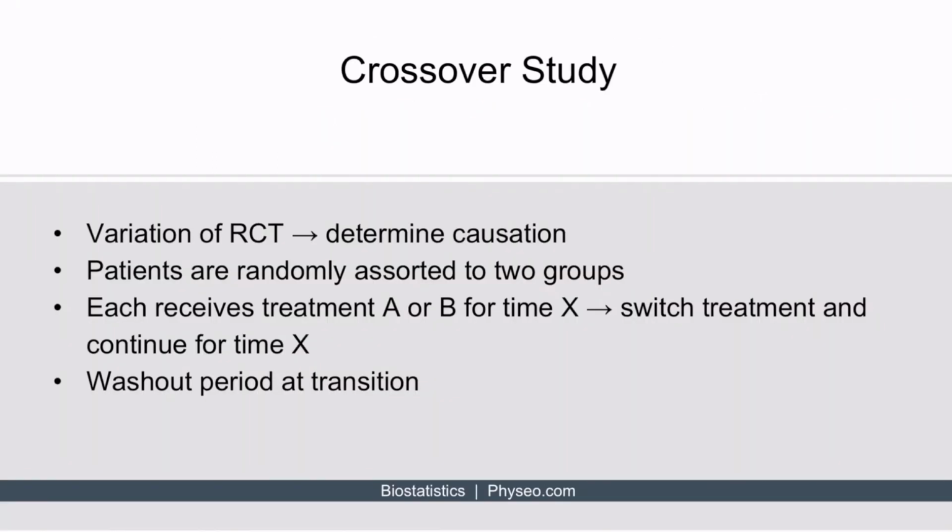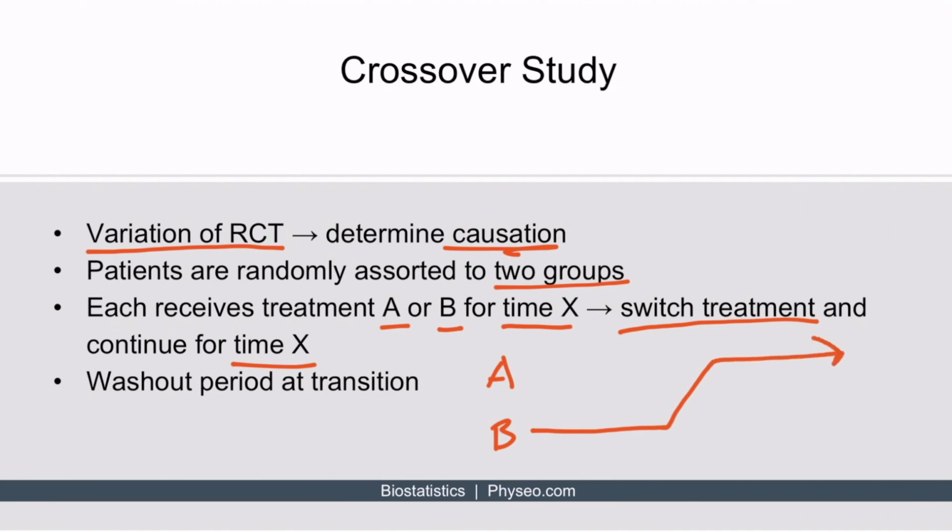Now let's talk about a crossover study. This is a variation of randomized controlled trials, therefore they can determine causation. In crossover studies, patients are randomly assorted into two groups. Each receives treatment A or B for time X. Then they switch treatment and continue for another time X. So in other words, you have A, B, and then they switch. People who were on B now get A, people who are on A now get B, and each get each drug for time X. What's important to recognize is that there's a washout period.